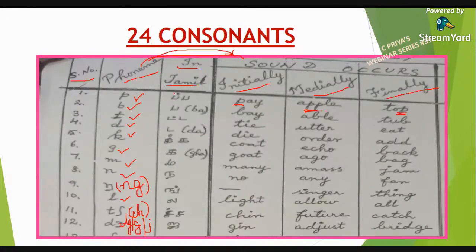Similarly, B. But, bay, able, tub. Cha, tie, utter, eat.